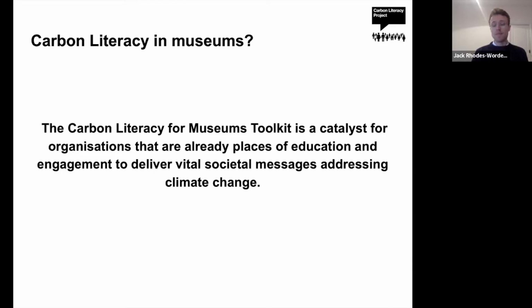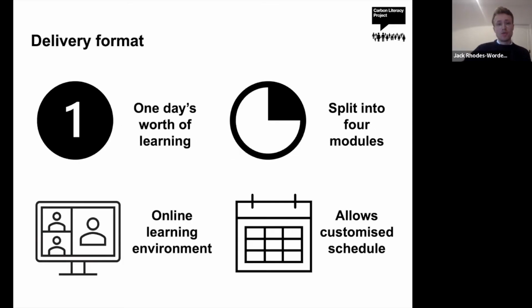And at the same time, funders as well have placed environmental responsibility as a core value. And so carbon literacy and the toolkit can help your museum meet the expectations of audiences and funders as well. So I want to talk a little bit about the delivery format.